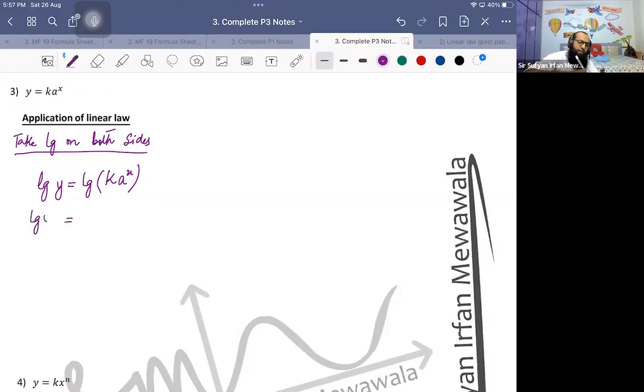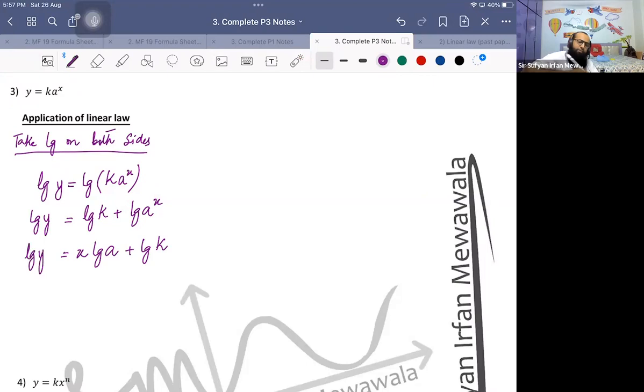So LGY equals LGK plus LG A power X. LGY is equal to LGK plus LGA power X. Now, this X as per the power law will come at the back. So we'll write X LGA plus LGK and this is LGY.